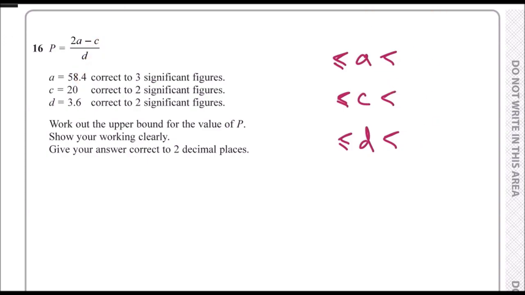Now, to get an upper bound for each of these values, you just have to think about what the next decimal place would have been for each one. So in this case, you're looking at the second decimal place, the first and the second. Well, the only way you can round a certain value to this value is if there was a 5 at the end of it, yeah? So it would have to be 58.45. Likewise, for the next one, it would have to be 20.5. And the next one would have to be 3.65. So that's pretty much your upper bound done.